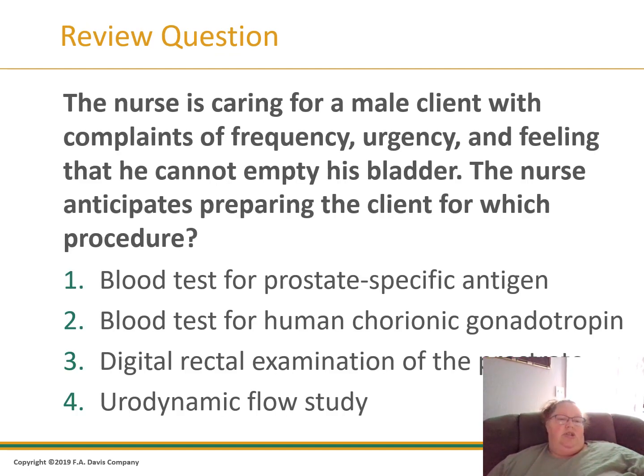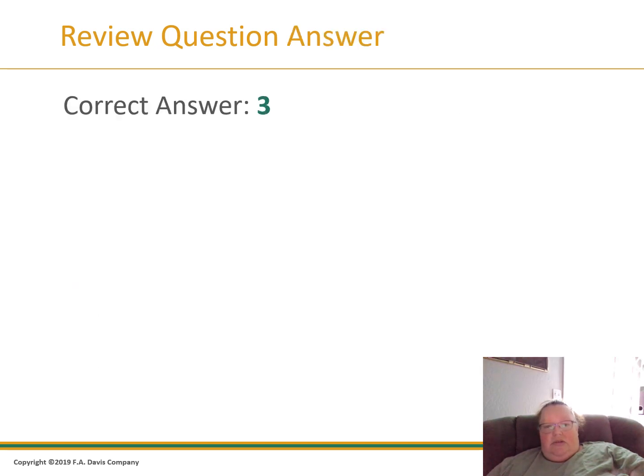Okay, review questions. The nurse is caring for a male client with complaints of frequency, urgency, and feeling that he cannot empty his bladder. The nurse anticipates preparing the client for which procedure? A blood test for HCG, a digital rectal exam of the prostate, or a urodynamic flow study. I would say number 3 sounds more invasive, but it would be the most beneficial for this patient.